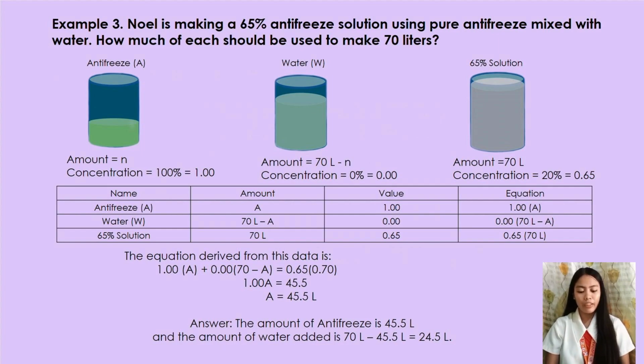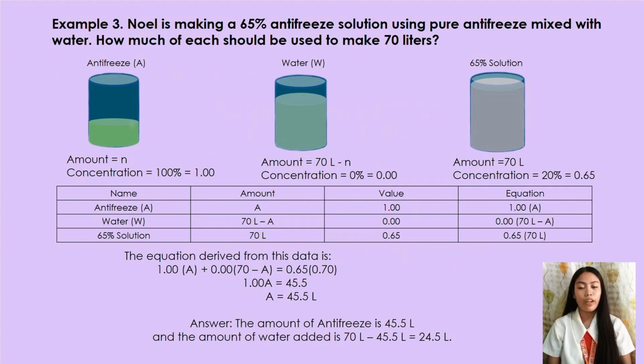The equation derived from this data is 1.00 times A plus 0.00 multiplied by 70 minus A equals 0.65 times 70. 1.00A equals 45.5. A equals 45.5 liters. The amount of the antifreeze is 45.5 liters, and the amount of water added is 70 liters minus 45.5 liters, which equals 24.5 liters.